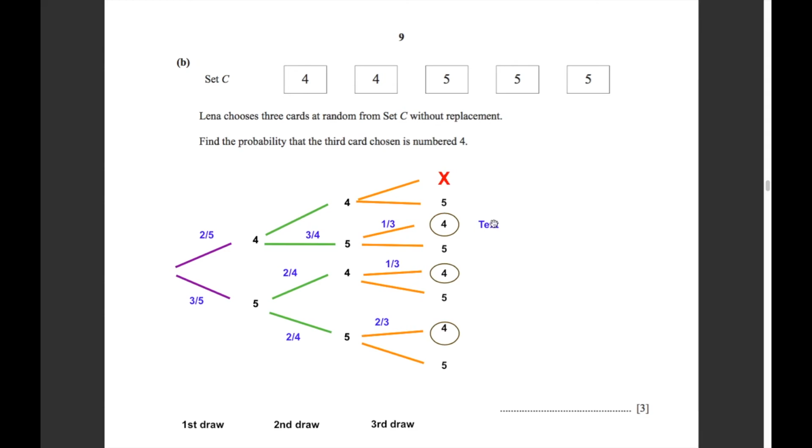So now we just have to multiply and add. So we have 2 out of 5 times 3 out of 4 times 1 out of 3. All of that plus 3 out of 5 times 2 out of 4 times 1 out of 3. Plus the final one, which is 3 out of 5 times 2 out of 4 times 2 out of 3. So place that all into your calculator. Be careful so you don't mess up because it's an easy 3 marks to gain. Your final answer would be 2 out of 5.